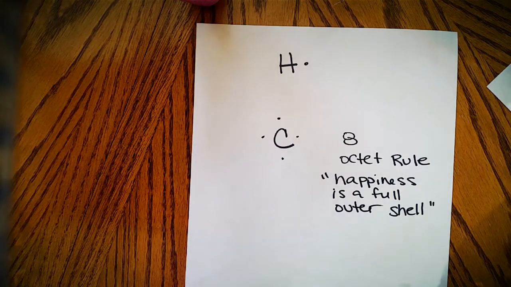Now, hydrogen is the exception because remember that it only has one energy level, which can only hold 2 electrons. So hydrogen needs 2 electrons to be happy. Everybody with 2 or more energy levels wants to have 8 electrons in its outermost shell. So, since carbon has 4 and it needs 8 to be happy, which means it needs 4 more, how many hydrogens are going to be able to bond with that one carbon?